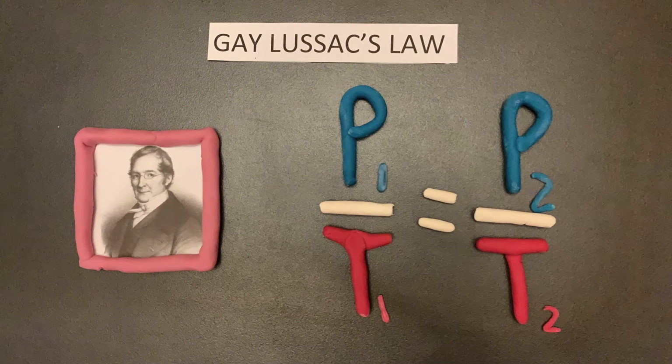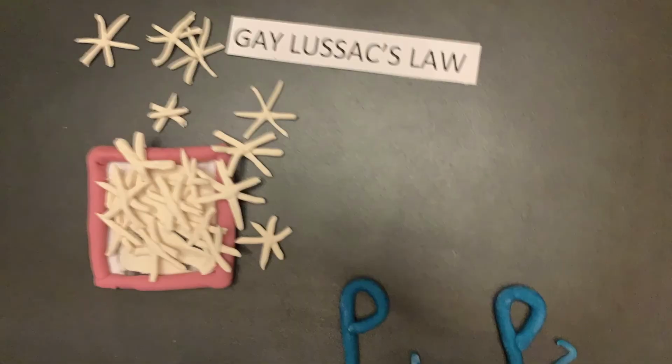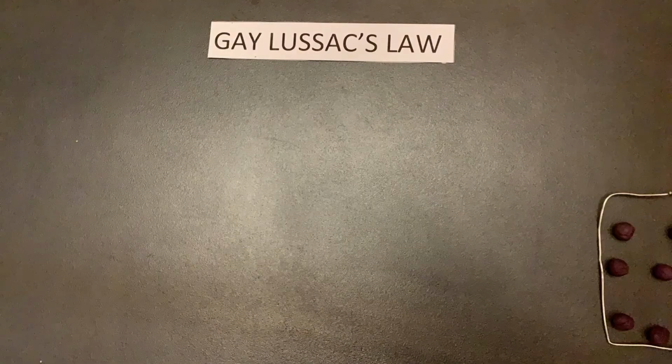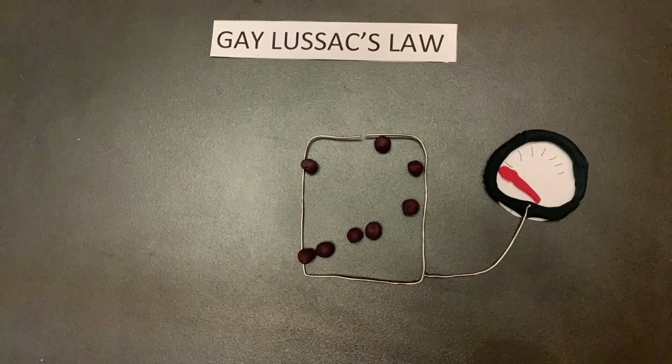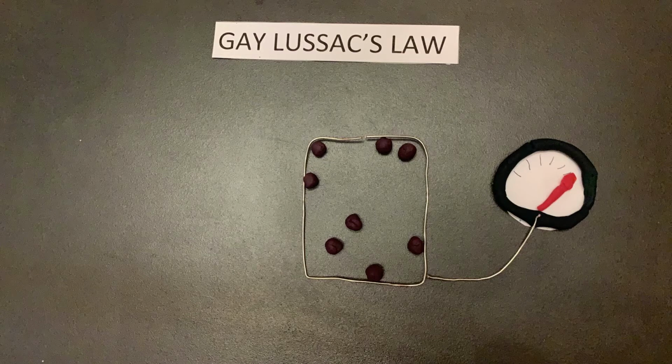Gay-Lussac's law: P1 over T1 is equal to P2 over T2. Gay-Lussac's law displays the relationship of a gas's pressure and temperature. They have a proportional relationship to one another, so when one increases, the other does as well. This is shown by our example when the snow front comes through and the box's temperature decreases. The pressure within the box also decreases, as shown by the particles slowing down.